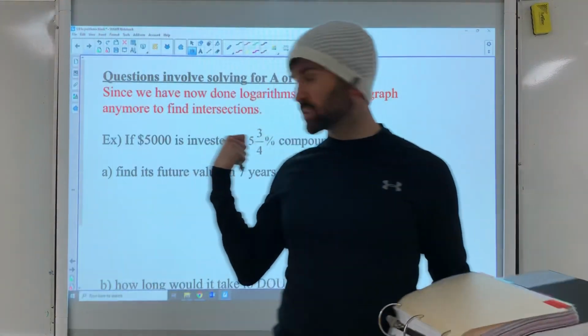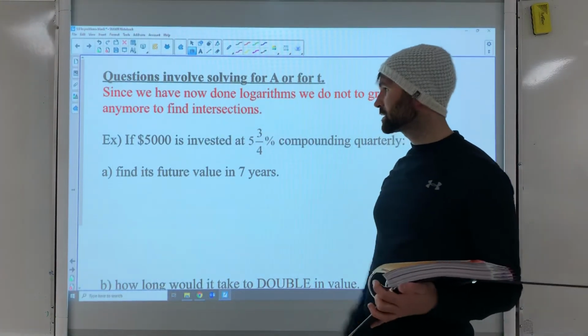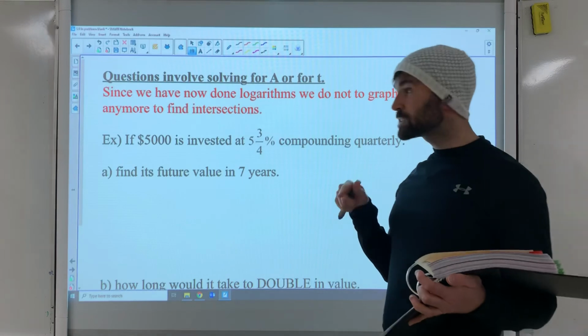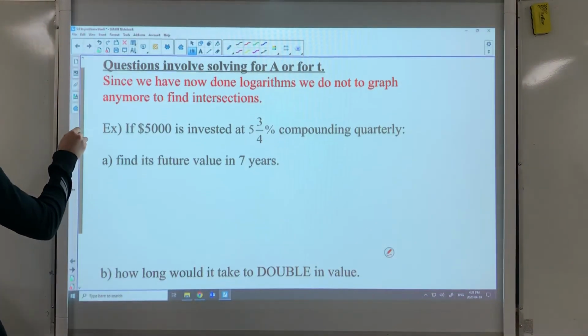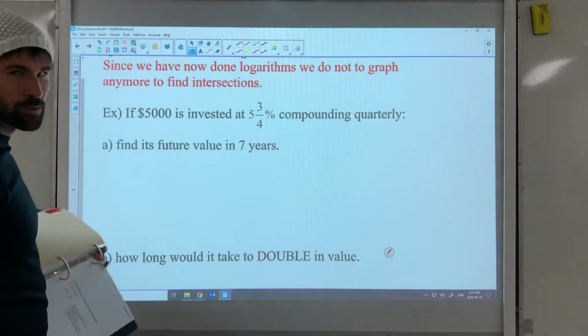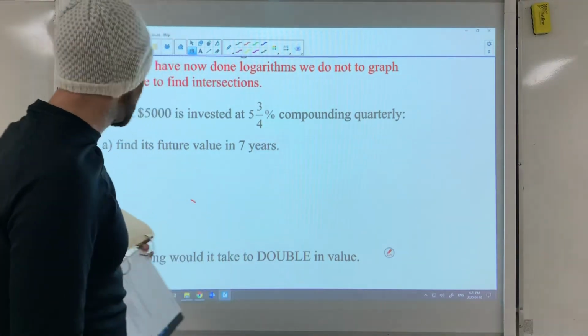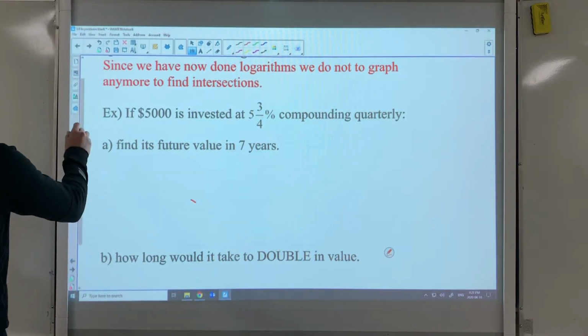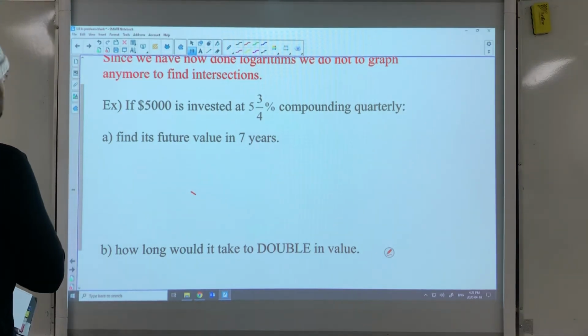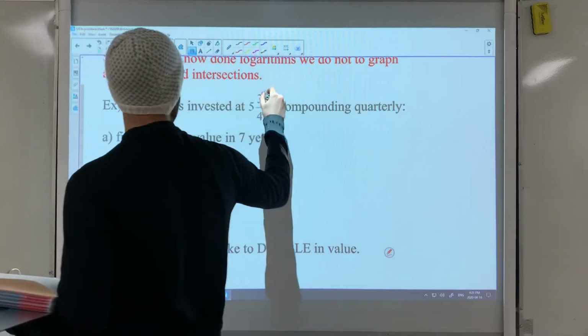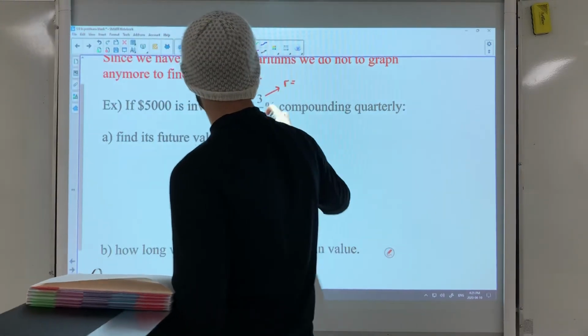Back in the day, we had to graph these to actually figure out the answer if our unknown was in the exponent. So now that we know about logs and log laws, we can just use logarithms to solve these more complicated equations. So, you would have done a question like this back in the day. $5,000 is invested at this interest rate. Don't forget that you need to convert it to a decimal.